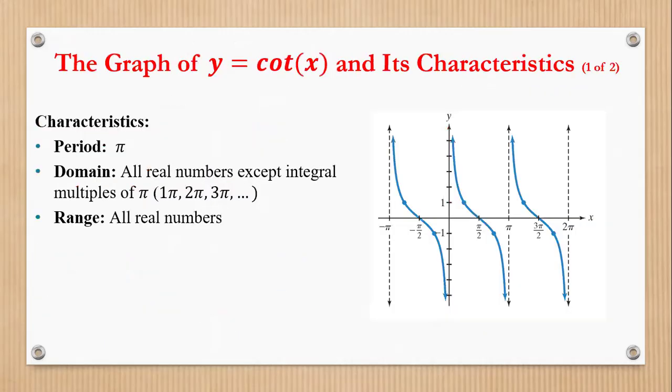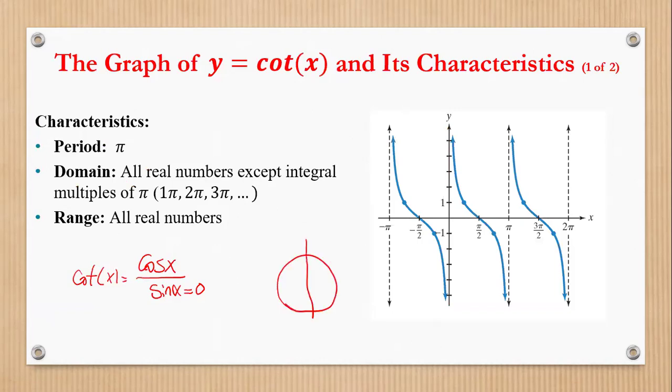So the graph of cotangent is also similar to the tangent. As cotangent is also cosine over sine, we will have asymptotes. But the difference here is that for the cotangent, the denominator is sine, and the asymptotes are the points that make the sine 0. So where is the sine equal to 0?